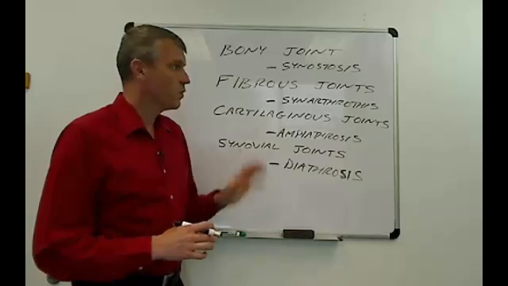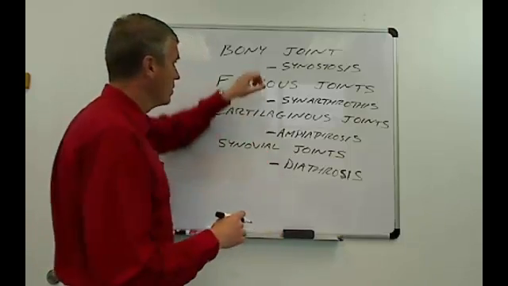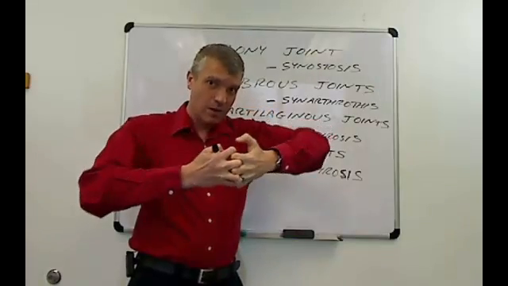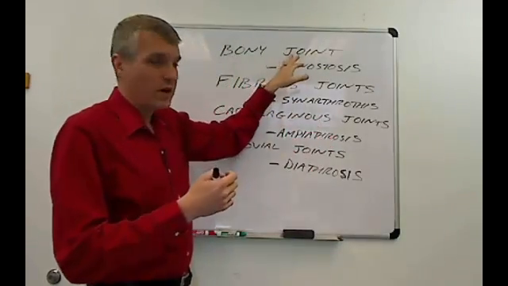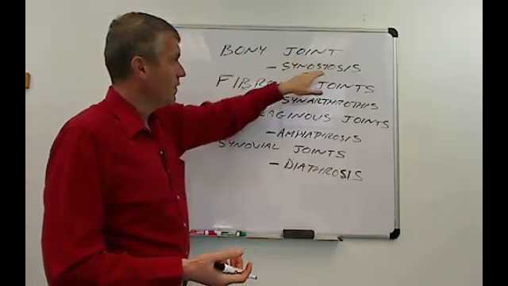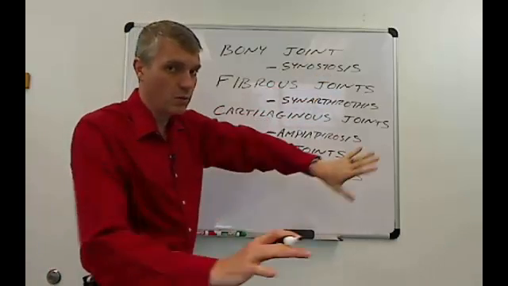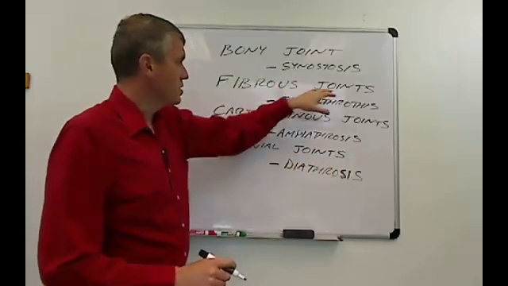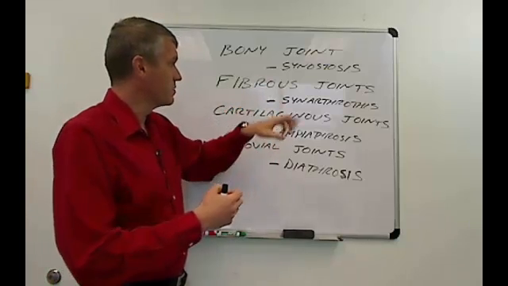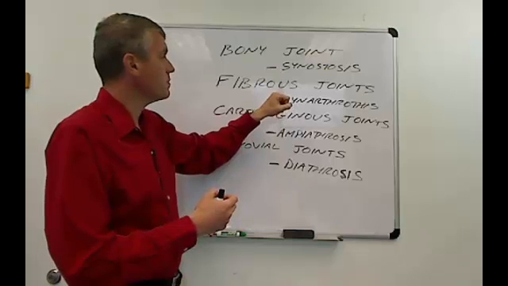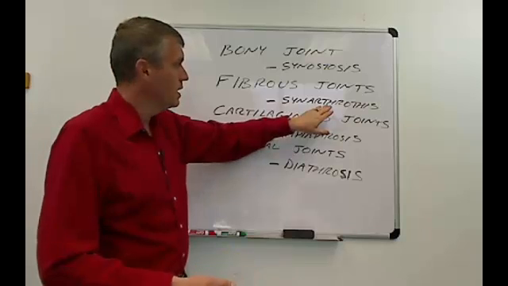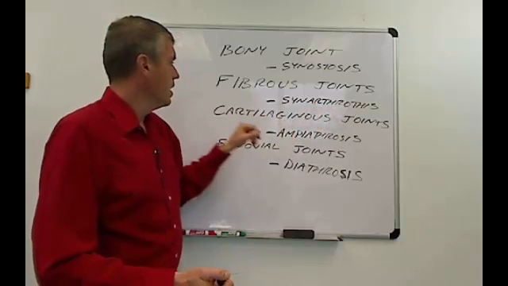I'll go through one more time just to recap. Remember, bony joints, that's where two bones are joined together, and they're joined together by bone. So no movement whatsoever, and you end up making a single bone out of those two bones. And the synostosis refers to the fact that there's no movement with this joint. Fibrous joints. The joints are connected by protein fibers, mostly collagen fibers, very strong collagen fibers. And the synarthrosis, that means very little to no movement, so there might be a little bit of movement there.